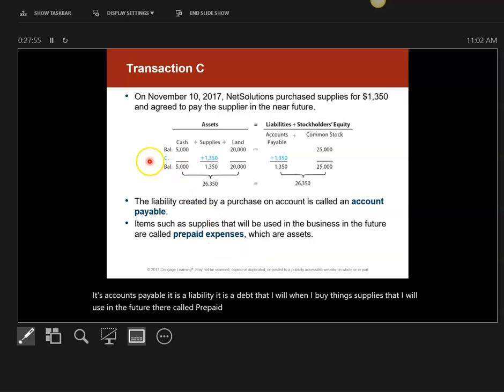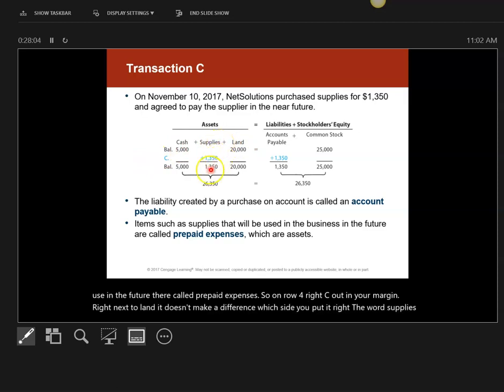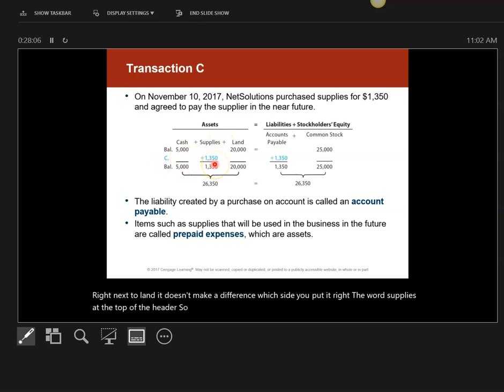So on row 4, write C out in your margin. Right next to land, it doesn't make a difference which side you put it. Write the word supplies at the top of the header. So you increased your supplies by $13.50 and you increased your accounts payable by $13.50.